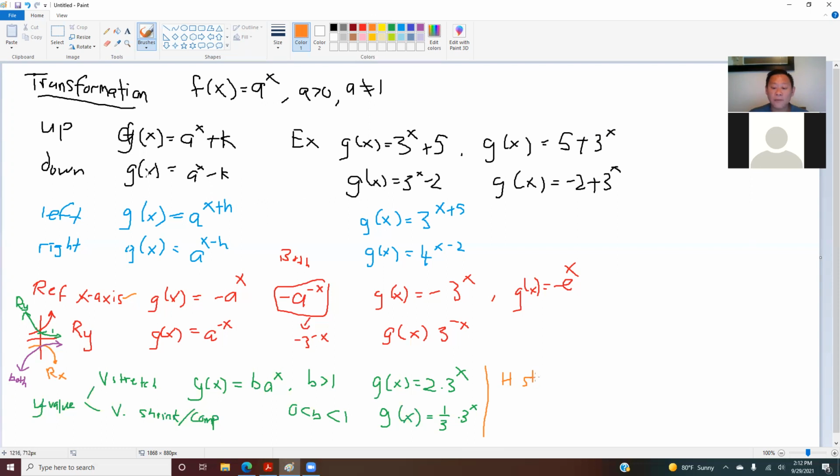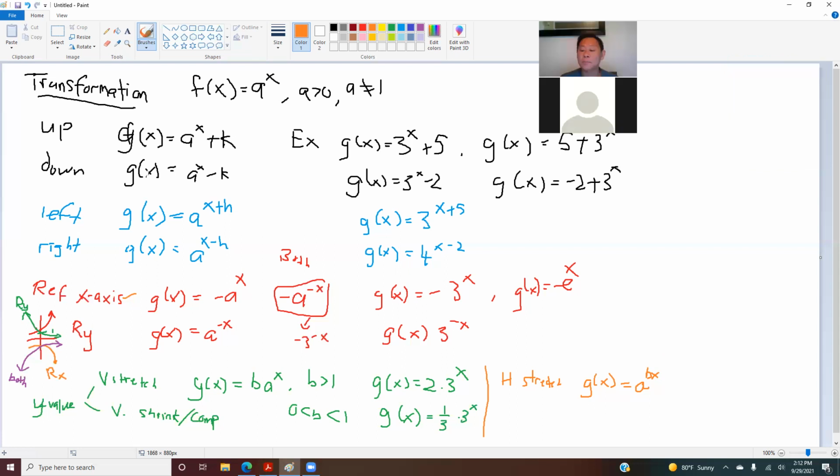So in order for us to know if it's a horizontal stretch, the multiplier is on top, that means on the power. And for the stretch, you flip your condition here, meaning your b in this case is between 0 and 1. For example, g(x) equals 3 to the power of 1/2 x. So as long as this half is on the exponent and is between 0 and 1, we have a horizontal stretch.